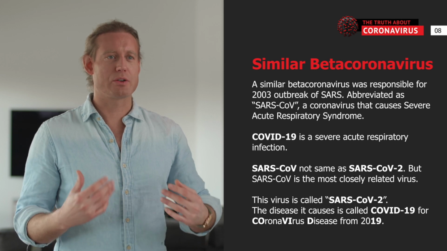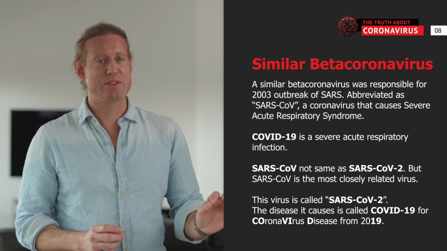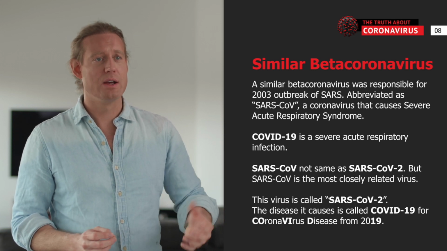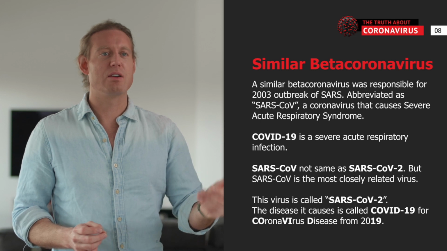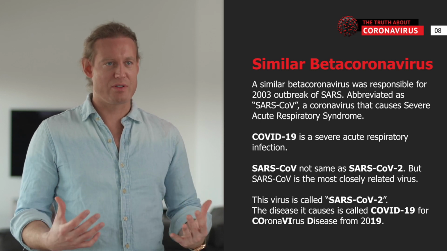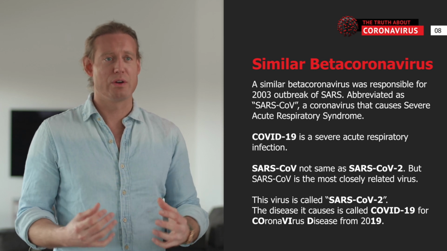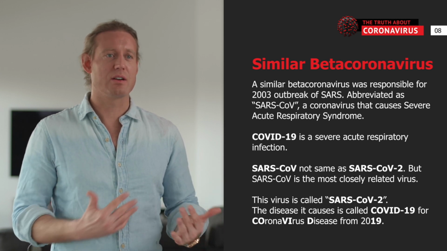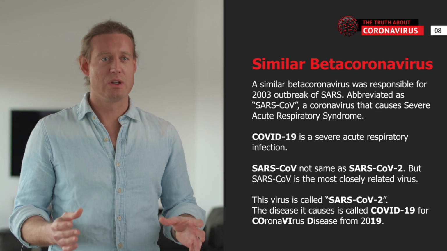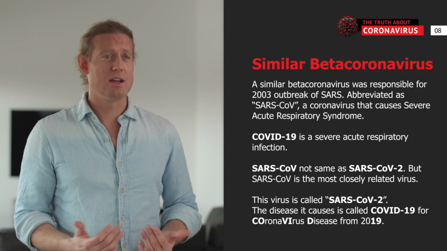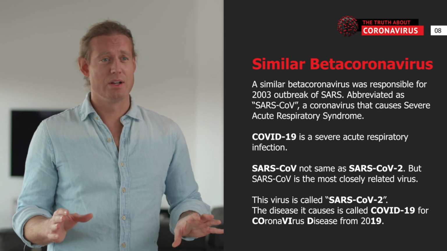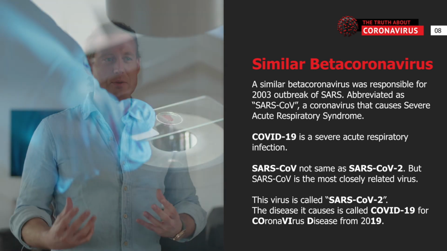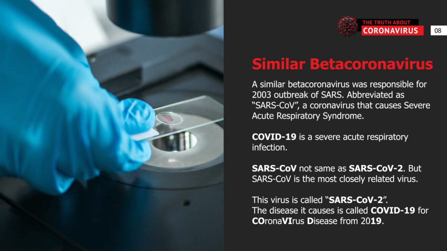Another very similar beta coronavirus was responsible for the 2003 outbreak of SARS, which can be abbreviated as SARS-CoV, which describes a coronavirus that causes severe acute respiratory syndrome. COVID-19 is also a severe acute respiratory infection. So, are these the same thing? The simple answer is no. This one is a different strain that has not been previously identified. But SARS-CoV is currently the most closely related virus that we know of.